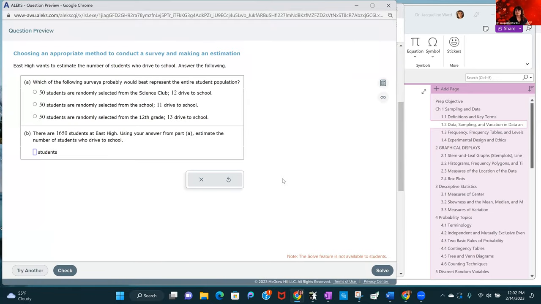All right, choosing an appropriate method to conduct a survey and then making an estimation. East High wants to estimate the number of students who drive to school. So which of the following surveys probably would best represent the entire student population? So let's see, the first thing I notice is 50 students are randomly selected. So that's good. And the whole population is the entire student population, right? That's the population.